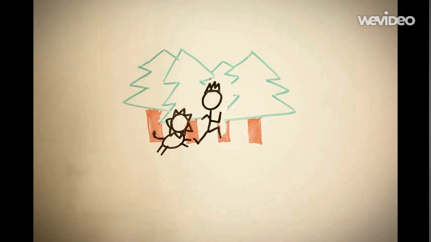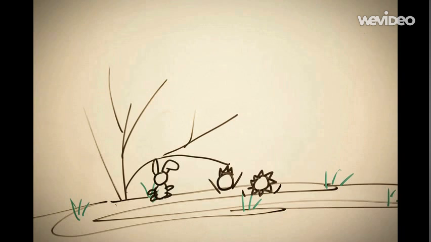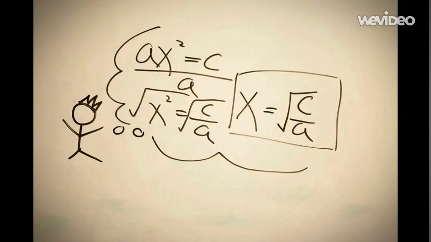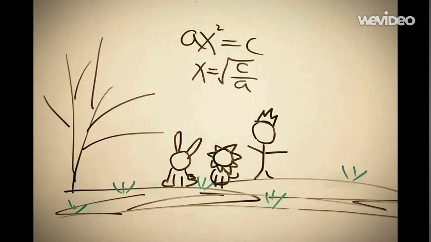And then they fall in the swamp with a bunny next to it. They have to solve the equation ax squared equals c, the square root equation. It's missing a middle term, bx. So to solve this, you divide by a, and you get x squared equals c over a, and you square root both sides. So you get x equals the square root of c over a. They solved it, and magically came out of the swamp.